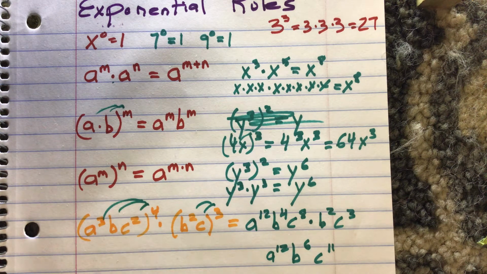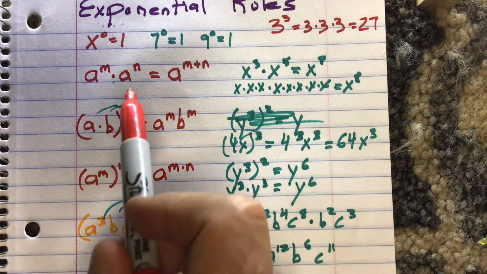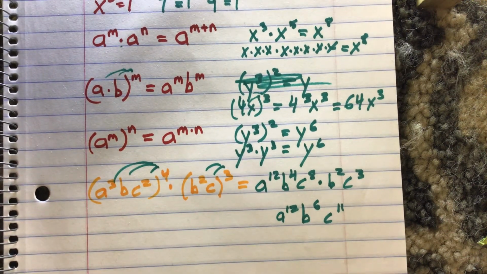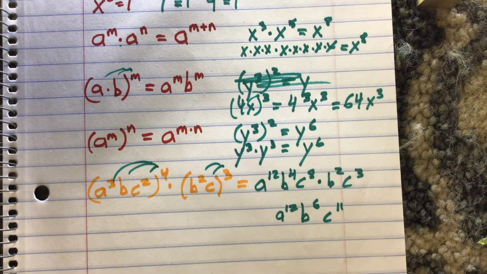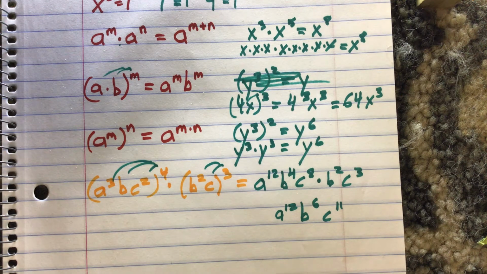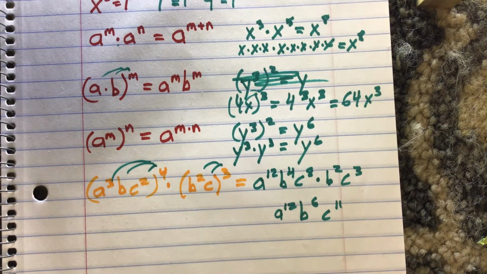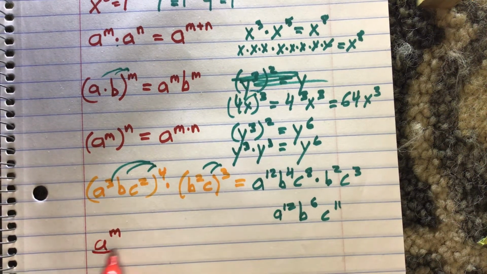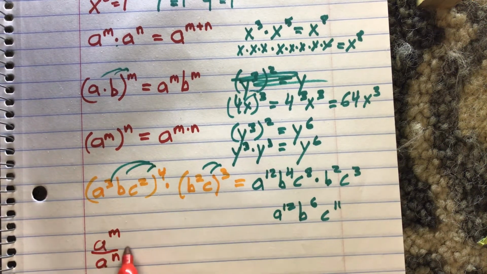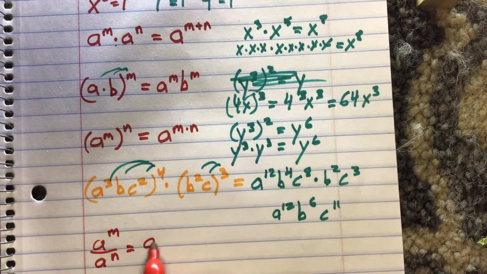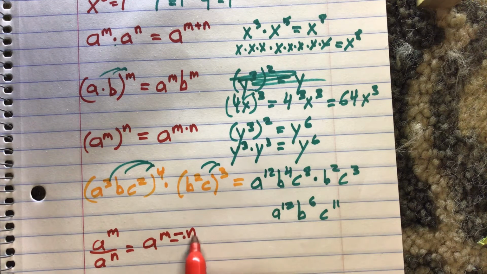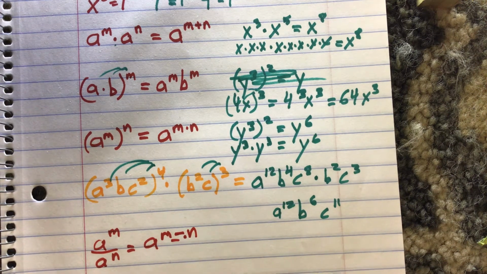Okay, so all three of them, that's in that problem. So that's 1, 2, 3, 4 rules. So we have 1, 2, 3, 4, 5 more. A to the m divided by a to the n is equal to a to the m minus n.